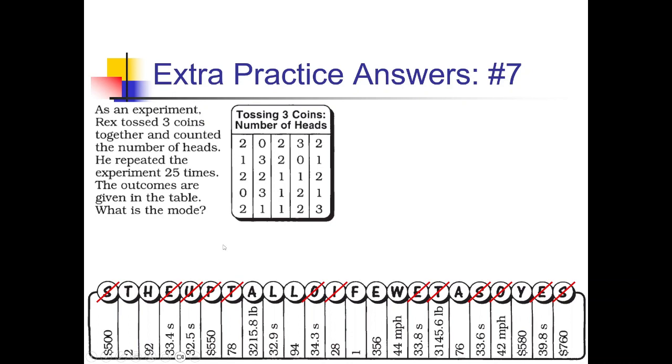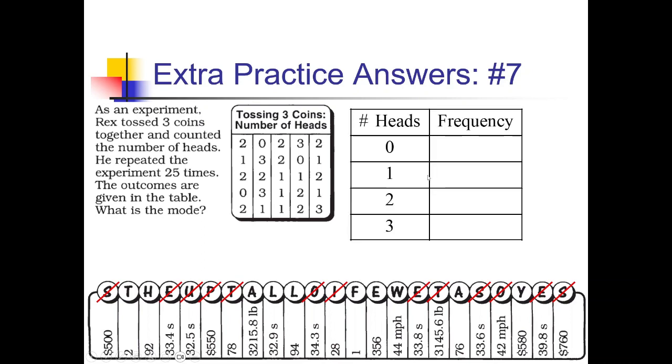So there's really 4 different outcomes that you could get tossing these 3 coins. One outcome is that you don't get any heads, and then another is you get 1, and then 2, and then 3. So 4 different outcomes. So I'm going to make a frequency table that has these 4 outcomes, and I'll just count up the number of times this actually happens.